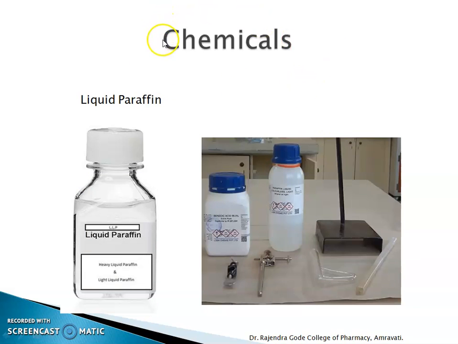Next, chemical requirements for this experiment. First, liquid paraffin is used because liquid paraffin has a higher boiling point. We can easily determine the melting point in liquid paraffin. This is the overall requirement for this experiment. We are using benzoic acid as a sample whose melting point we have to determine.